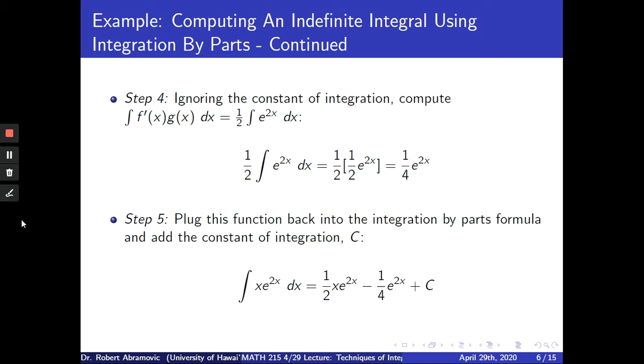We plug this function back into the integration by parts formula and add the constant of integration c. So the integral of x e to the 2x is f times g, 1/2 x e to the 2x, minus 1/4 e to the 2x. That's what we got from integrating f prime times g, plus the constant of integration c.